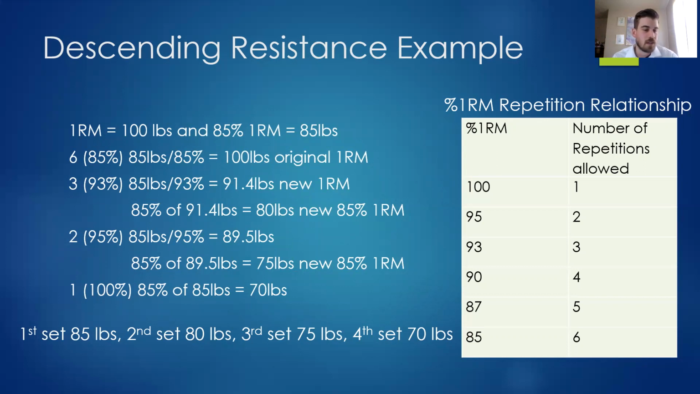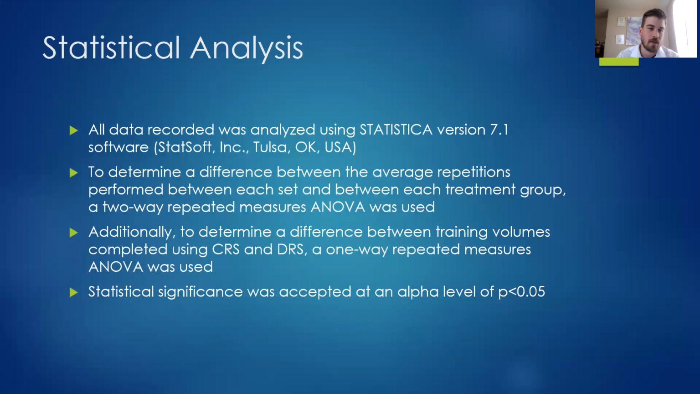And then for set 3, they completed 2 repetitions, so 85 pounds divided by 95% equals their new 1RM of 89.5 pounds. And then 85% of 89.5 pounds equals 75 pounds, which is their new 85% 1RM. And then the last set, they only completed 1 rep. So 85% of 85 pounds equals 70 pounds. So for their descending resistance sets would be first set, 85 pounds, second set, 80 pounds, third set, 75 pounds, and fourth set, 70 pounds.